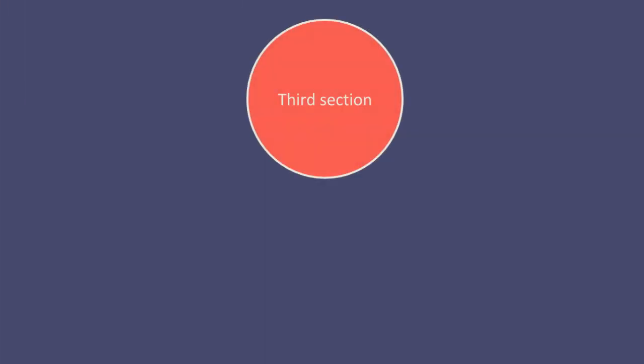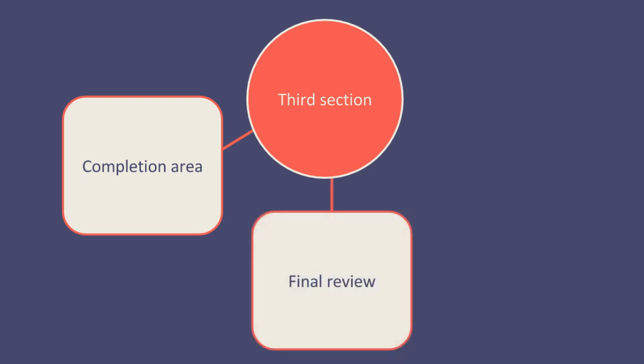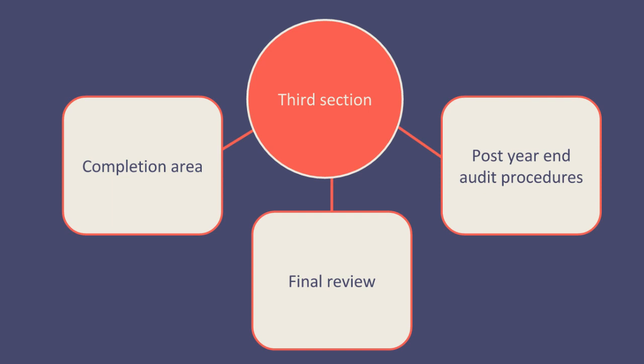The third section is the completion area of the audit file. This is where the final review is carried out and post-year-end audit procedures are carried out. All evidence connected to this work should be stored together here.